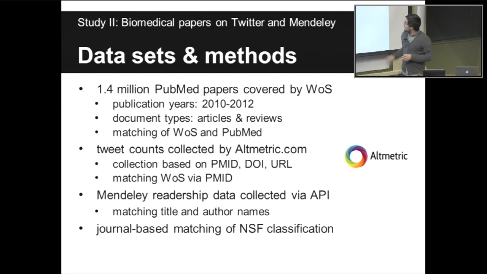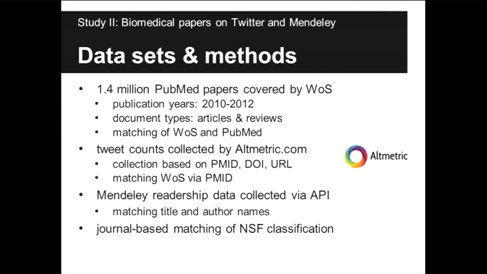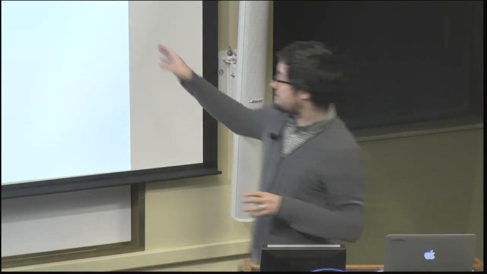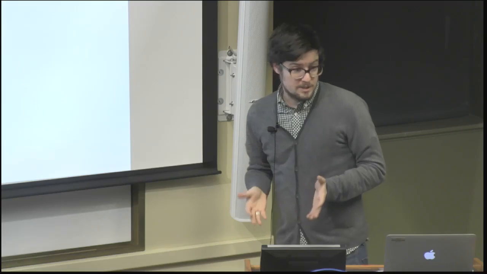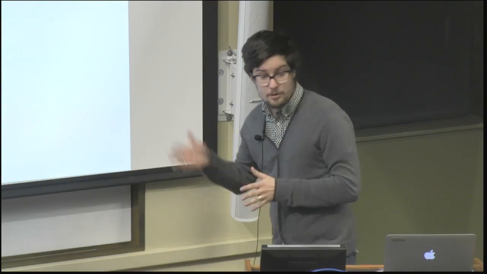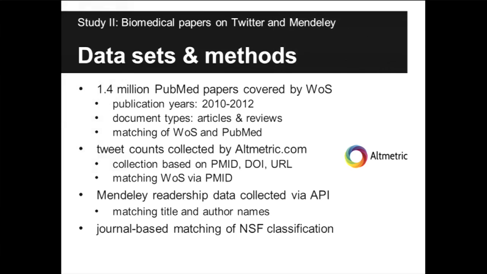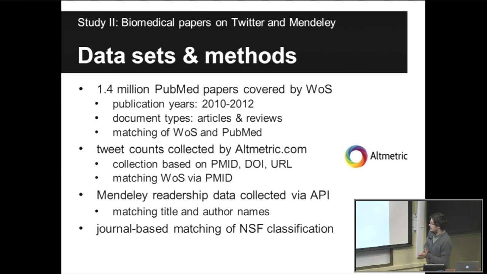And the data comes from Altmetric. How can I say that? Ewan is a great guy. He's the CEO of Altmetric, and he provides the data freely to researchers for analysis. So we are very fortunate to manage to get this type of data. And Mendeley readership data was collected via the Mendeley API, mainly using the titles and author names. So this was fairly straightforward.